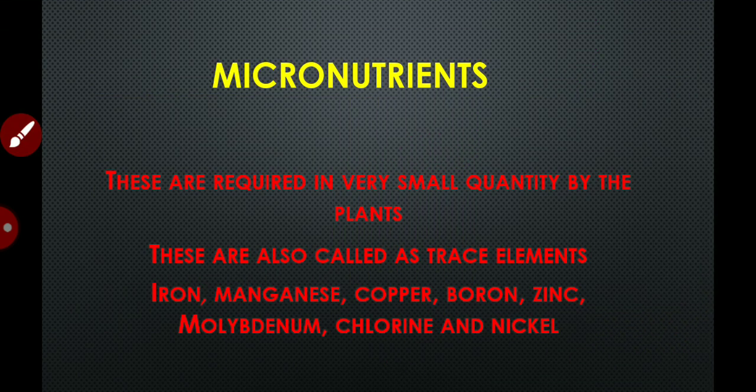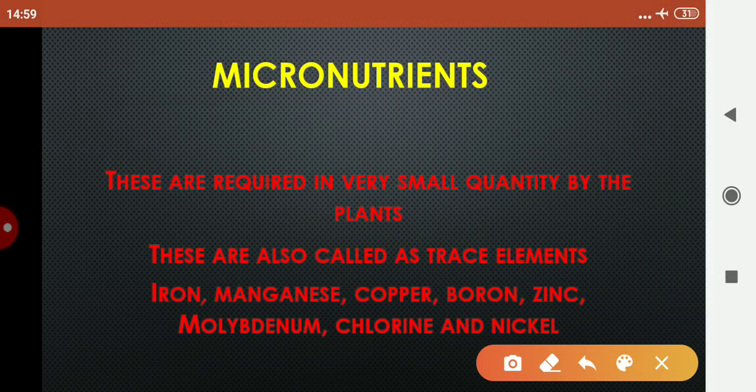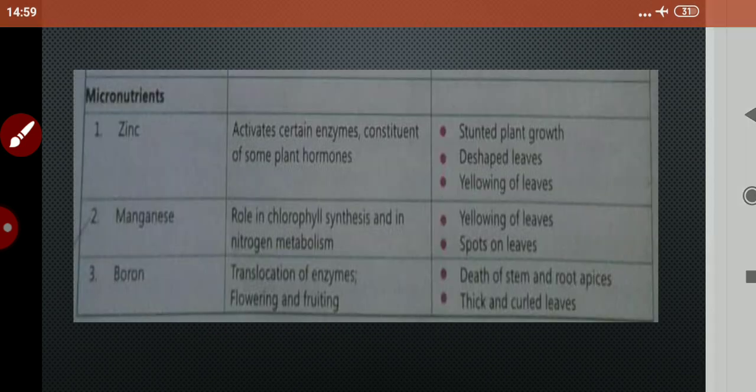So now let's start with micronutrients. Micronutrients are required in very small quantity by the plants. They are also called trace elements. Iron, manganese, copper, boron, zinc, molybdenum, chlorine and nickel are micronutrients.